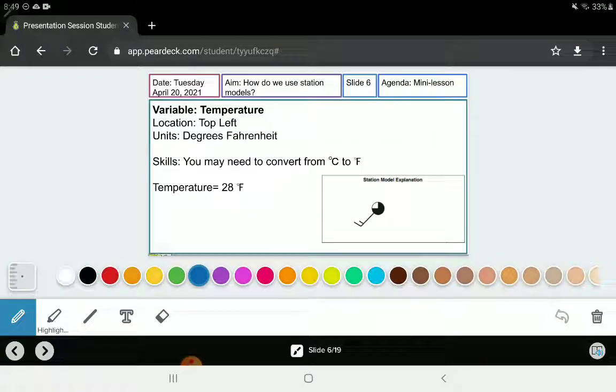To tell temperature, the way we're going to find it is at the top left of your station model, and your units are going to be in degrees Fahrenheit. You might have to convert from degrees Celsius to Fahrenheit, and you're going to do that using your ESRT. In this case, if the temperature is 28 degrees Fahrenheit, you're going to write that up here, 28 degrees Fahrenheit. And hopefully it'll fit there.